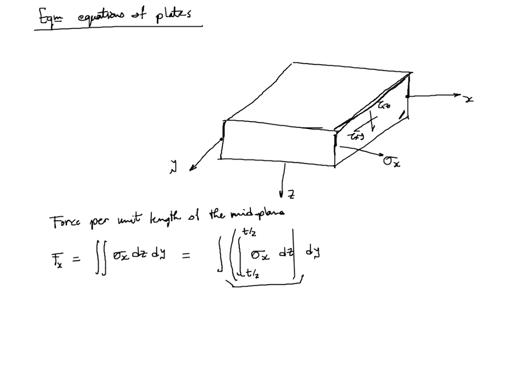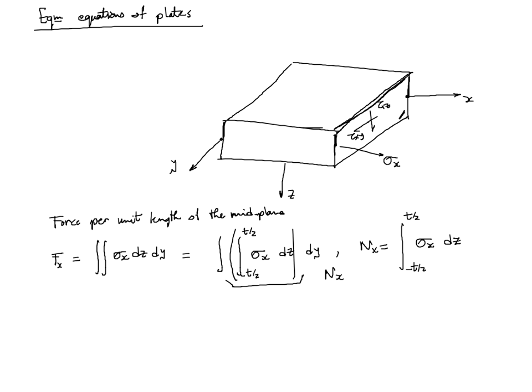And of course, the reason why the unit length is in y direction is because this is the face which is perpendicular to x. And this we call the stress resultant in x direction, and it is denoted by nx. So we have here that nx equals the integration from minus t over 2 to t over 2 of sigma x dz.